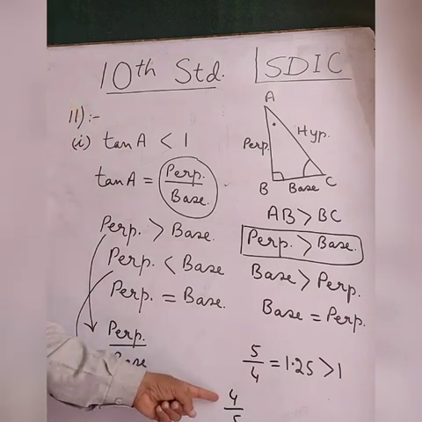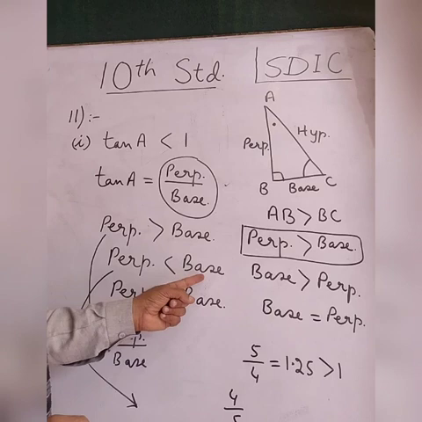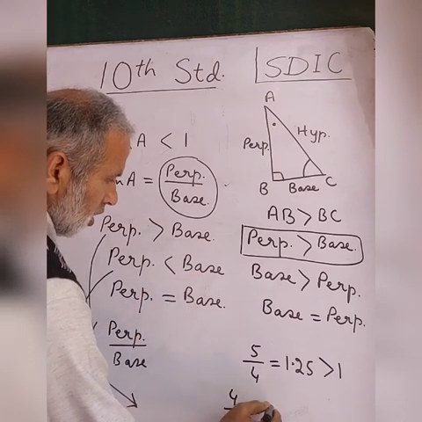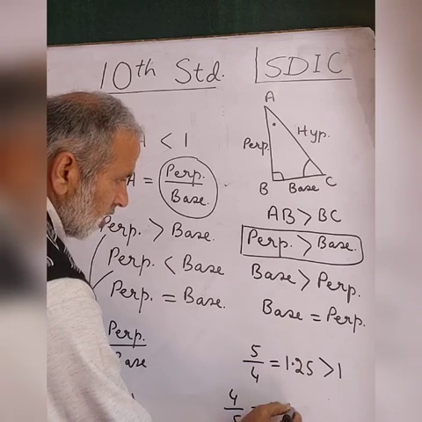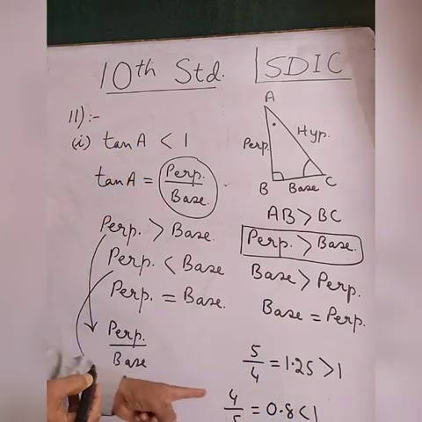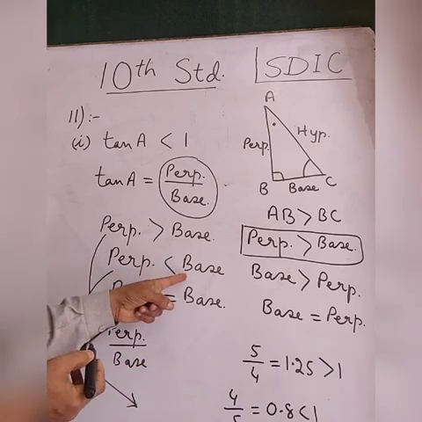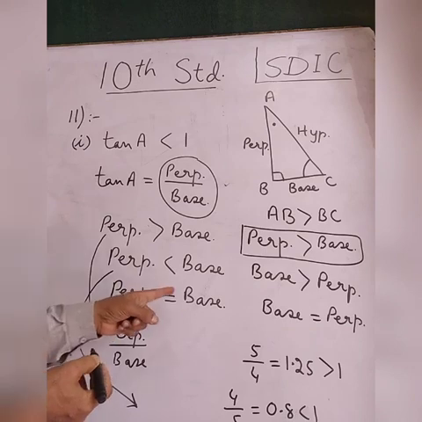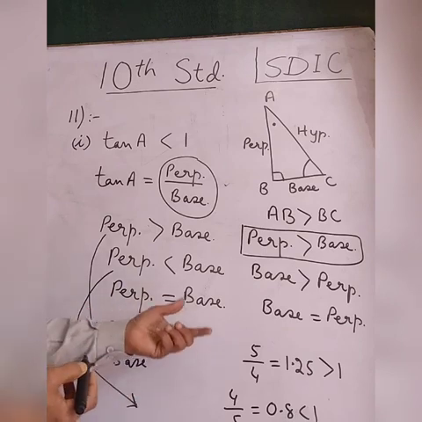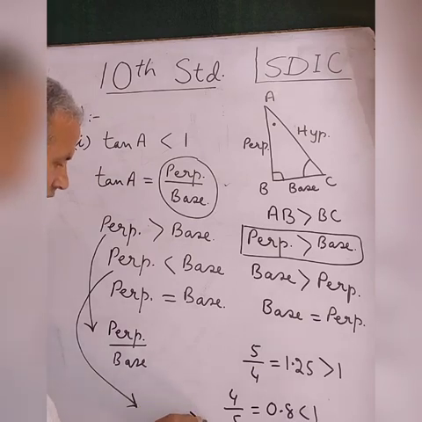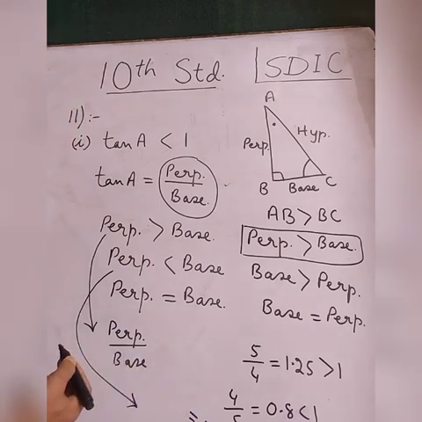Perpendicular, I have now taken a smaller number because perpendicular is smaller than base. Base has the larger number. And when you divide these two, you'll get 0.8, which is lesser than 1. So here it is lesser than 1, when perpendicular is lesser than base. And in the third case, when the two are equal, perpendicular and base will be equal, you may choose the example 5 by 5, 4 by 4, and the result will be equal to 1 in that case.